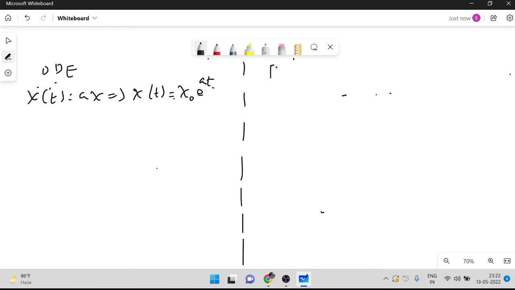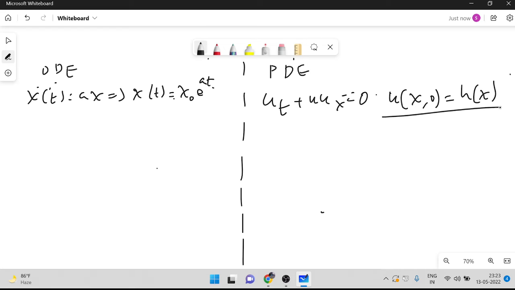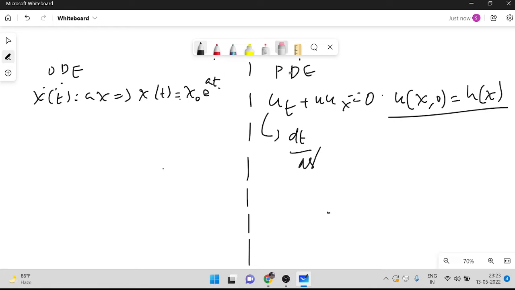Okay, so you have a PDE u t plus u x is equal to 0, and u of x comma 0 is equal to h of x. So this is our PDE with the initial condition. So the method to solve is this. You take some dt by ds. It's a shortcut method. There's a big story behind how to solve this PDE by characteristics, but as we are engineers and we like shortcuts, dt by ds equals the coefficient of u t, which is 1, and dx by ds is equal to z.